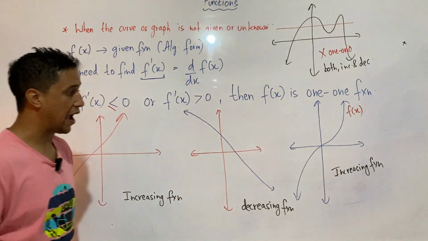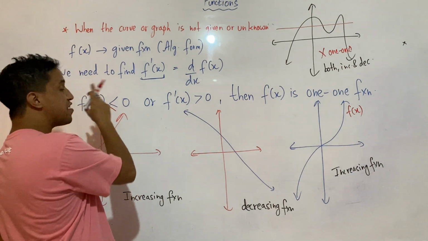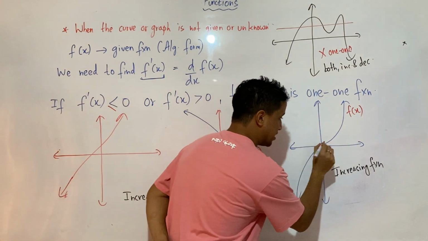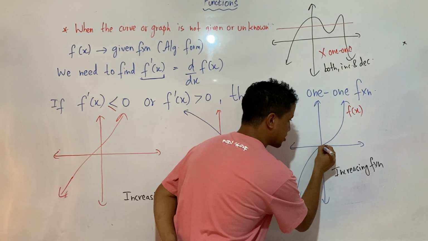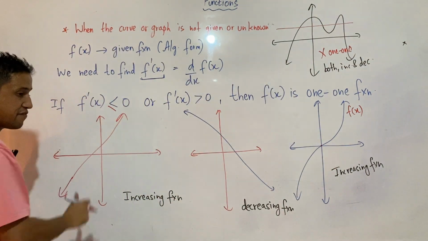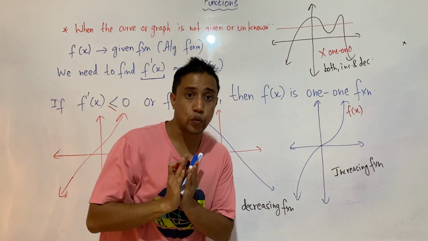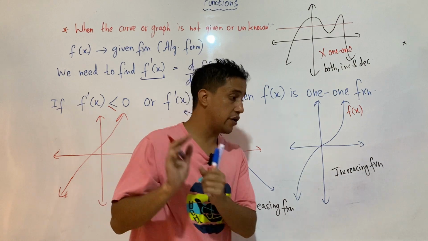If it is less than or equal to 0, then also it is a 1-1 function. Why? Because if the derivative is equal to 0 at discrete points, now see here, this is a discrete point, it's fine. But when the derivative is 0 in an interval, then it's not going to be a 1-1 function.